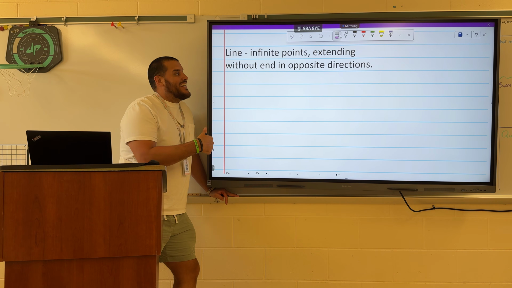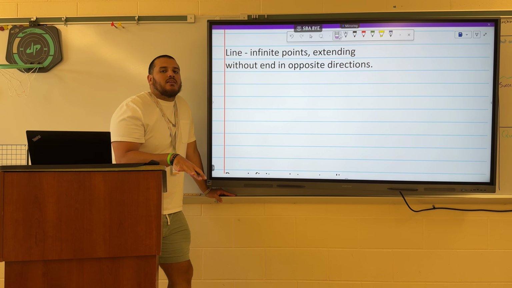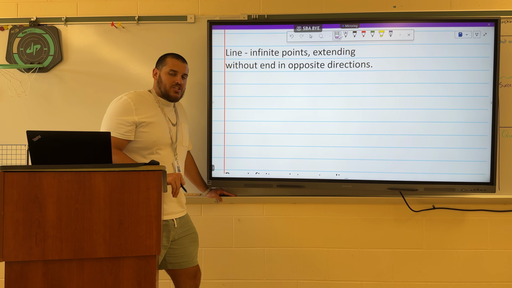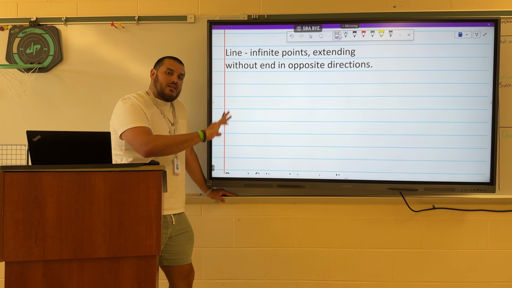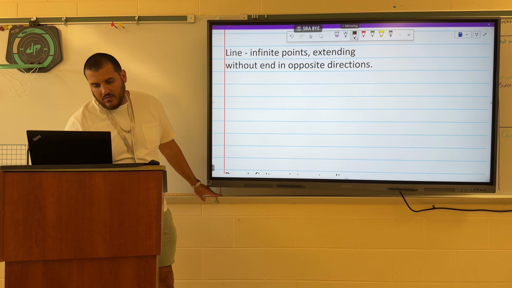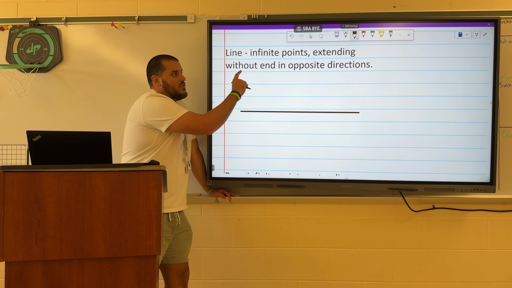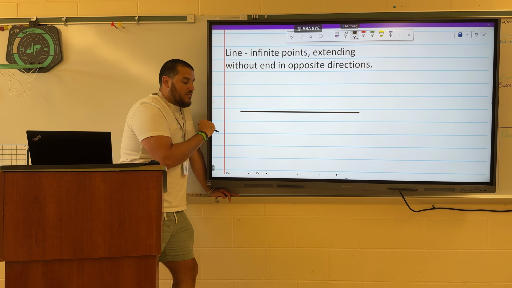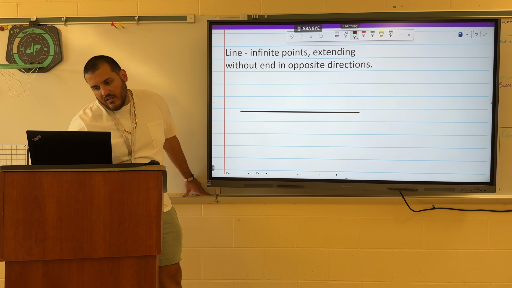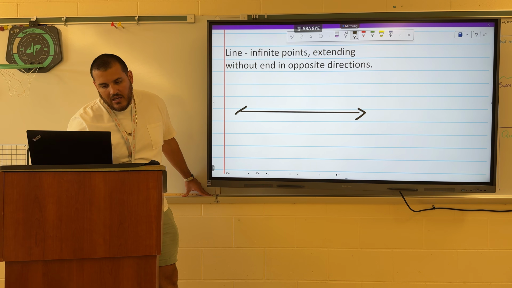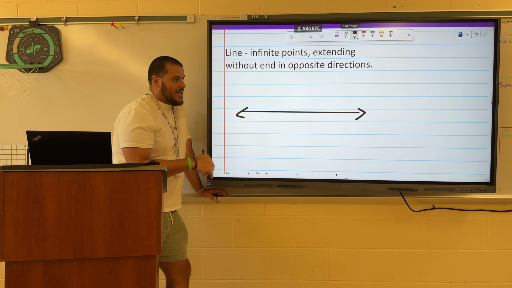Next, we have the line. A line is a set of infinite points that extends without end in opposite directions. Lines in geometry have to be drawn straight. They cannot be any curves. They have to be straight. So something like this can represent part of our line. The way that we show that this is without end and going on forever is by putting arrows on both ends of that straight line. So we have to have an arrow on both sides, two arrows, in order for it to be a line. So this is what a line looks like.